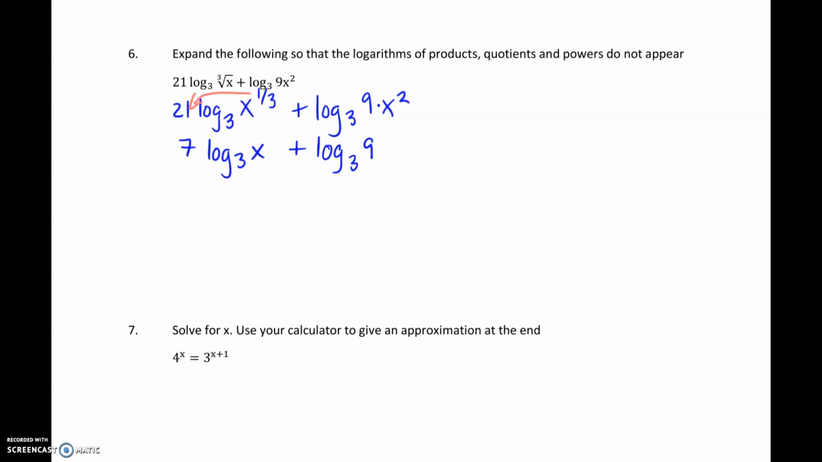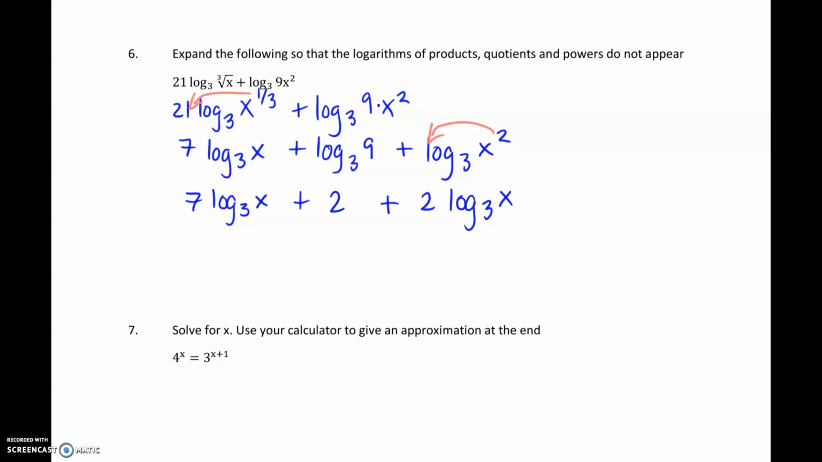This is a product, so a product can be taken apart as a sum. So we would have plus log base 3 of x squared. Then we use the power rule again to move the 2 up front. And so we have 7 log base 3 of x plus log base 3 of 9. Remember, we're solving for an exponent, so the question is, what power must we take 3 to in order to get 9? So log base 3 of 9 is equal to 2. And then we end up with 2 log base 3 of x.